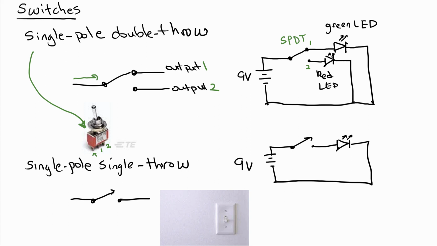And then the other type is a single pole, single throw switch. So it's basically just on or off. Here again, we have a 9-volt battery and the single pole, single throw switch. If it's off, nothing happens. If it's on, then the LED right here will turn on. And so that's your typical light switch.